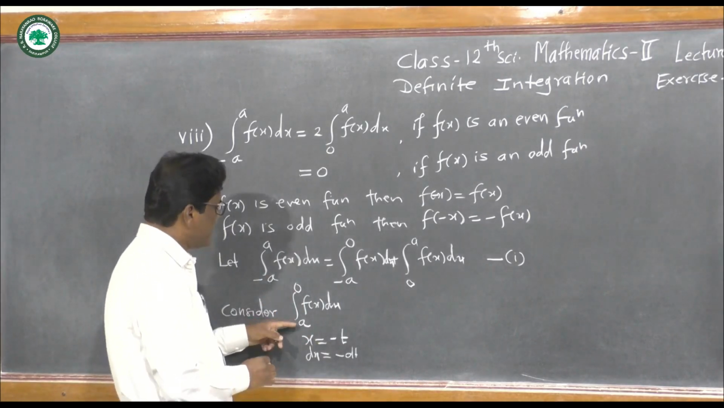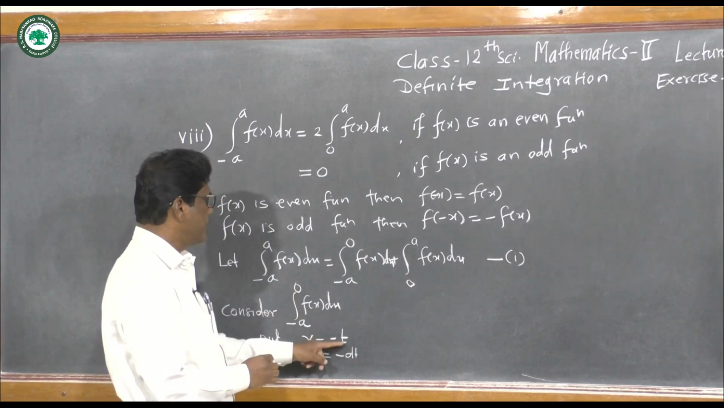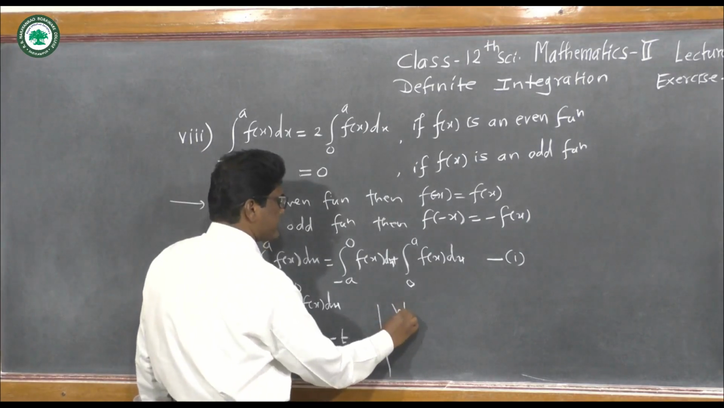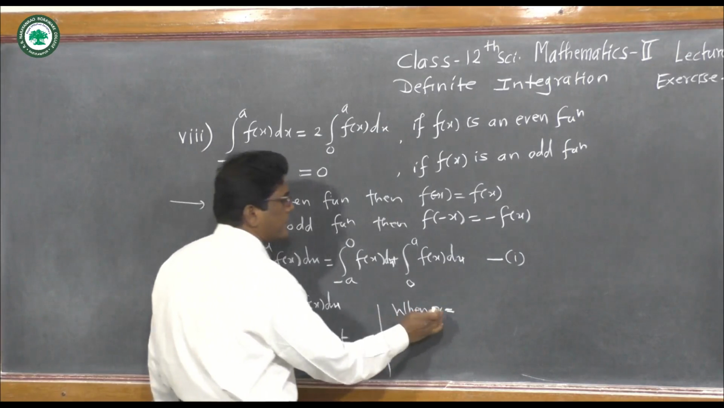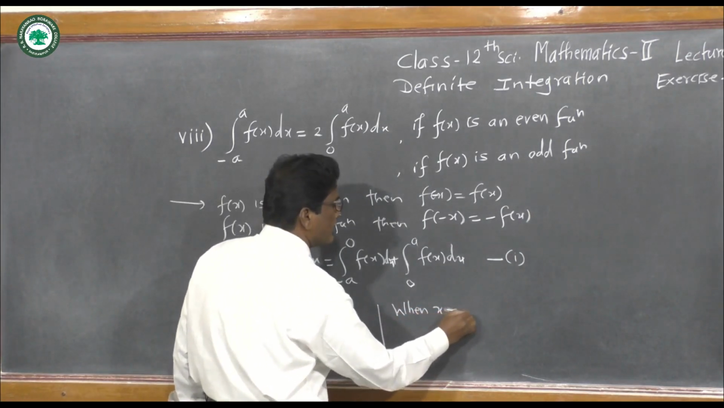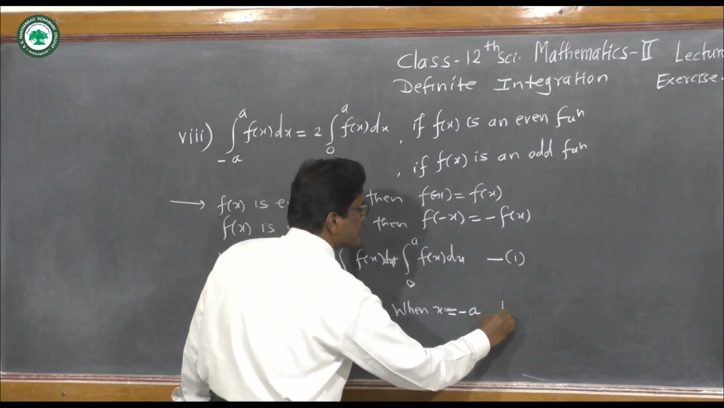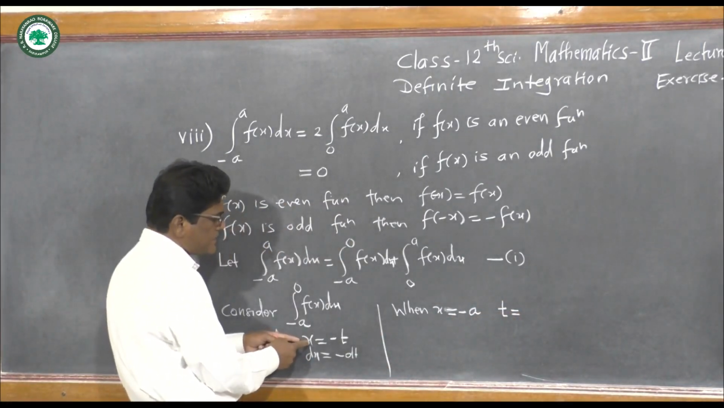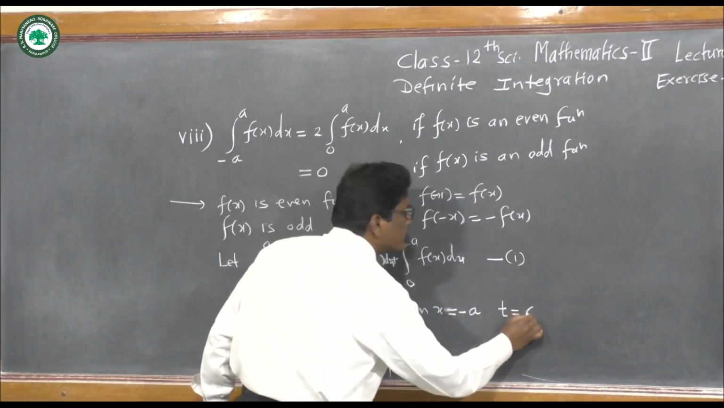Now we change the lower limit and upper limit. These are the limits of x. Now we find the limits of t. So when x is equal to the lower limit minus a, then t is equal to this. We put x as minus a is equal to minus t, the minus sign gets cancelled, so t is equal to a.